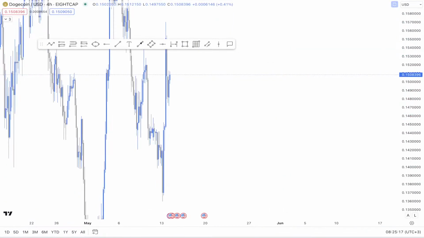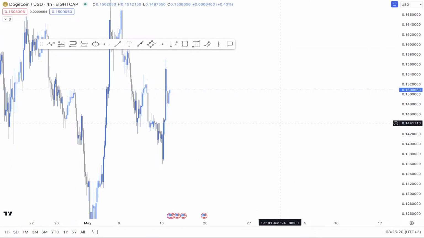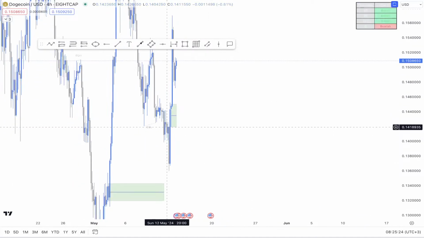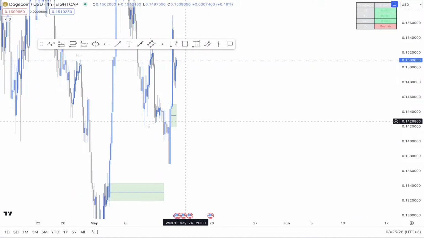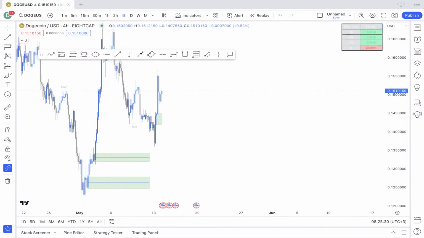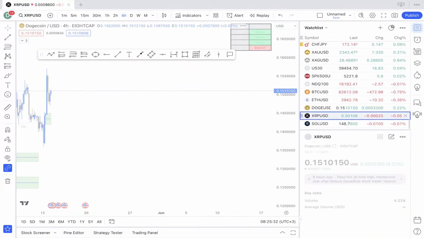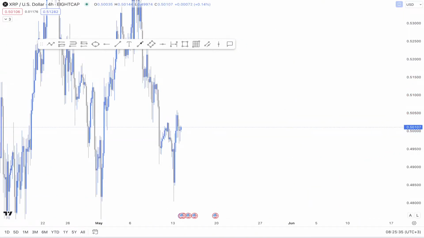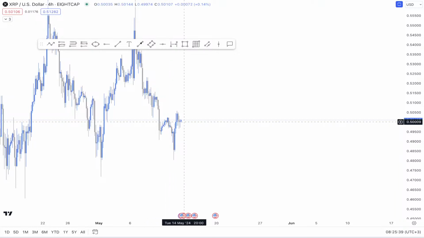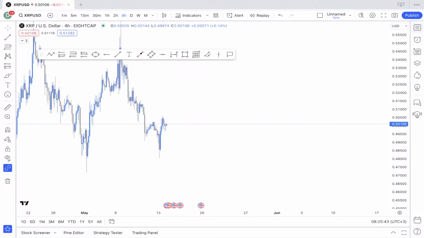On Dogecoin, I wasn't able to identify anything new. We would have had a nice bullish range, but right here, this order block is mitigated, okay? Hence why I didn't take it. And on XRP, I don't think I identified anything new. Yeah, on XRP, as we can see, we are pretty much in the middle of nowhere. So from here, I want to see a clear break. And from there, we should be able to identify a new setup.